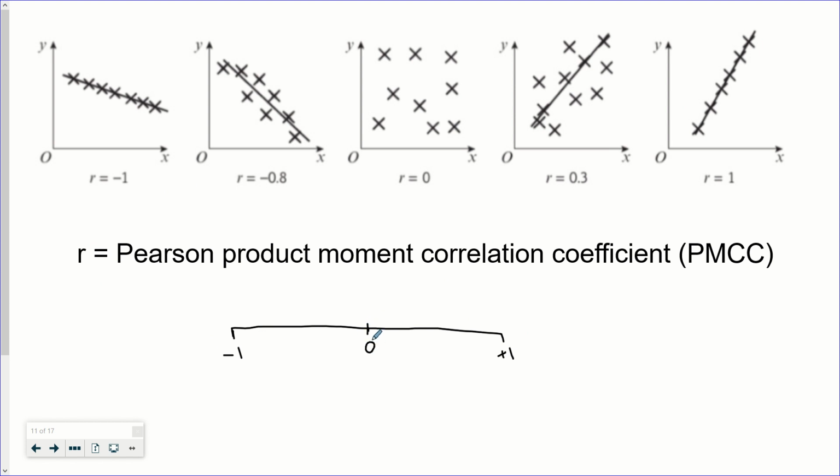In the middle, you've got a scatter graph that looks like this, where there's absolutely no correlation at all. So let's write that down. So we've got strong negative when it's equal to -1, and we've got a strong positive when it's equal to 1. And in the middle, we've got no correlation.